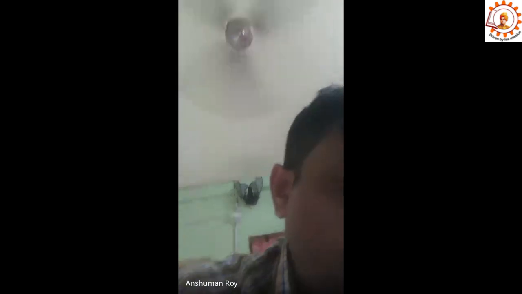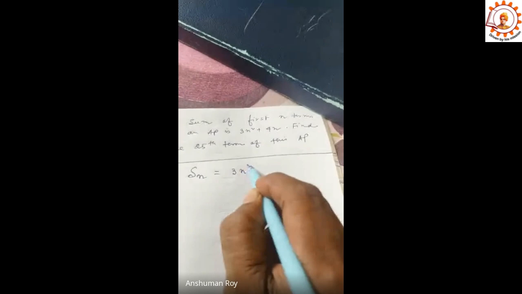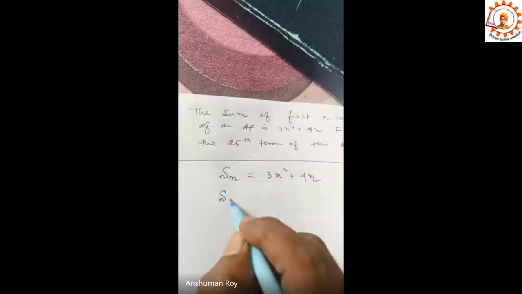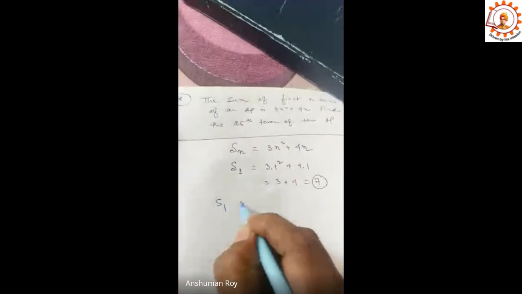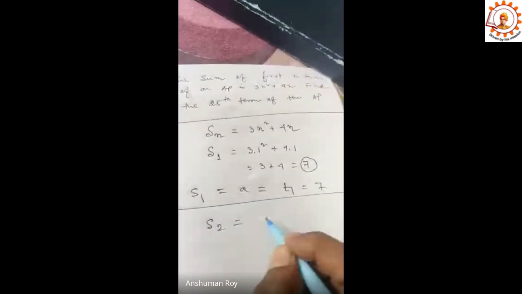দেখ, সাম অফ ফার্স্ট এন টার্মস, তাহলে এস এন। এন এর জায়গাতে 1 পুট করো। S1 মানে কি? সাম অফ ফার্স্ট টার্ম, তাহলে S1 ও যা, T1 ও তাই, তাই তো? প্রথম টার্মটা, আর তো কেউ নেই, তাহলে এ এর মানও 7, T1 এর মানও 7। এন এর জায়গায় 2 পুট করো, তাহলে কি হবে?